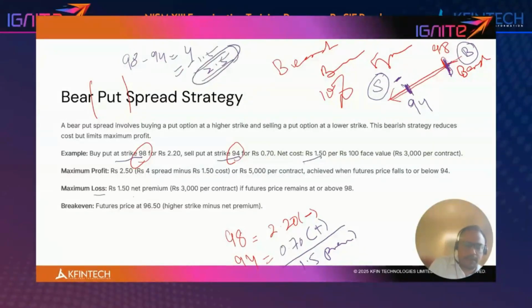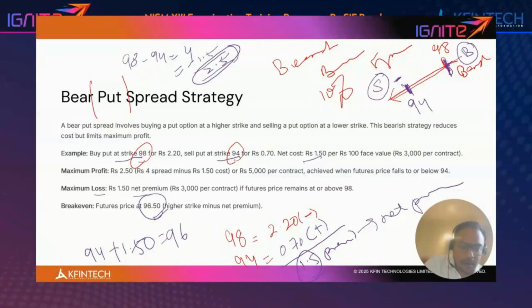Maximum loss is 1.5 because that is the net premium that you have paid. And break even will be at 96.5 because 94 is your purchase price and 1.5 is your net premium. Sorry, 98.5, 98 minus 1.5.